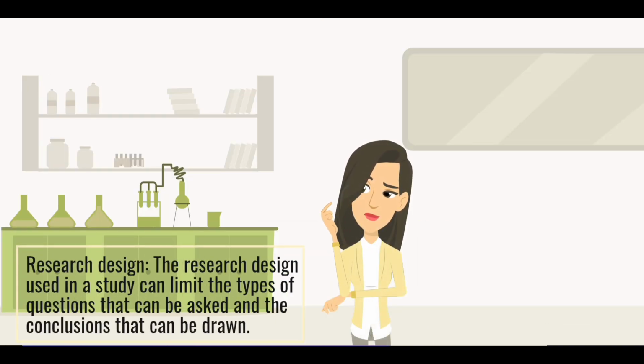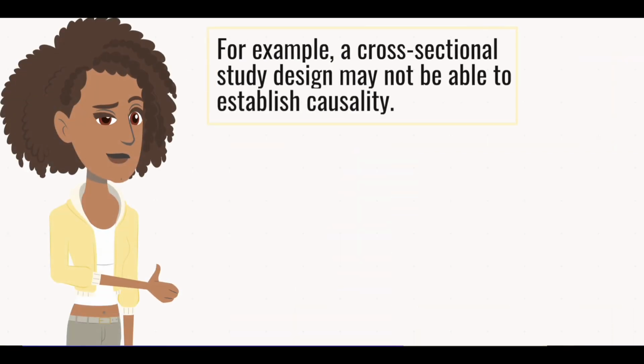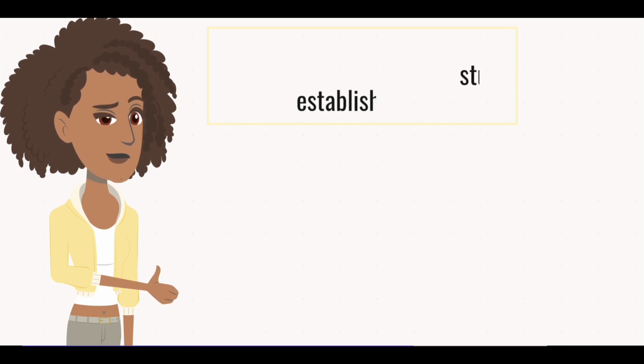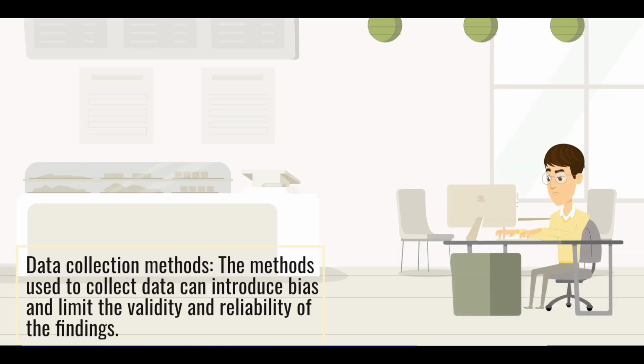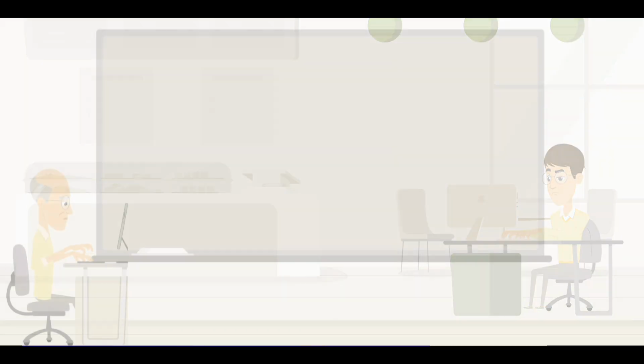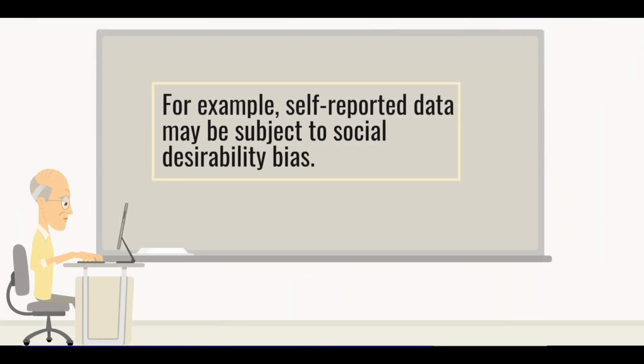Research design. The research design used in a study can limit the types of questions that can be asked and the conclusions that can be drawn. For example, a cross-sectional study design may not be able to establish causality. Data collection methods. The methods used to collect data can introduce bias and limit the validity and reliability of the findings. For example, self-reported data may be subject to social desirability bias.